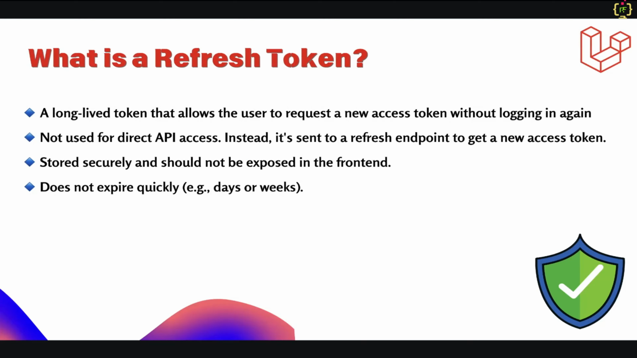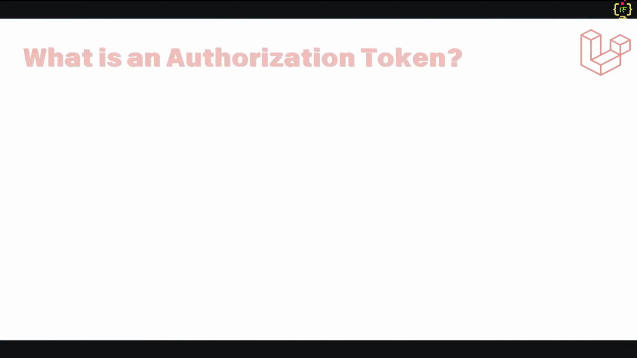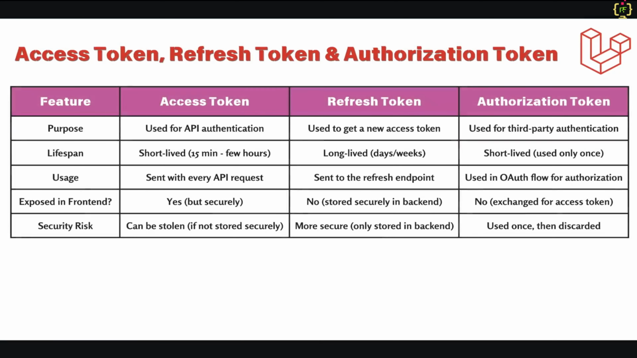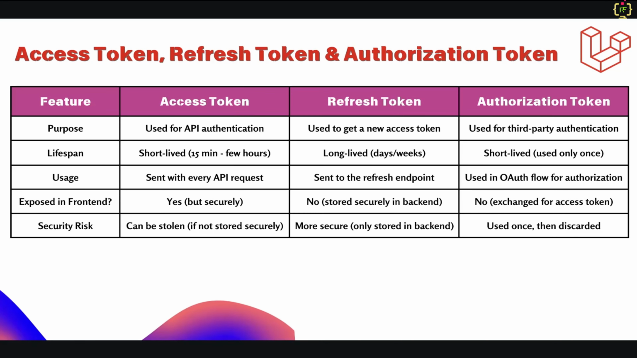Next we will take a look at the authorization token. An authorization token is different from an access token, and it is part of an OAuth flow where users grant access to an application. This is mainly used for third-party authentication, just like sign in with Google, Facebook or GitHub. Now next we will see a quick comparison among the access token, refresh token and authorization token.